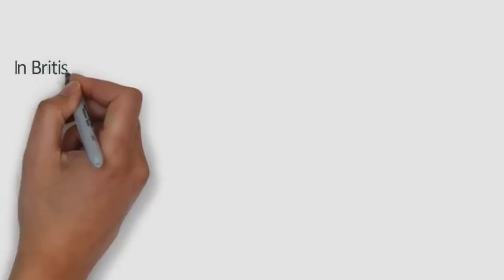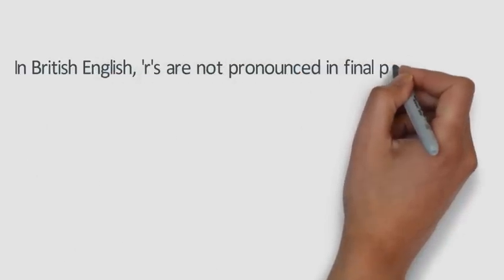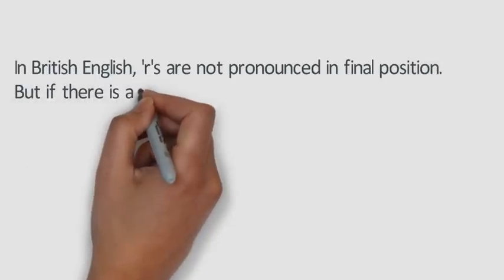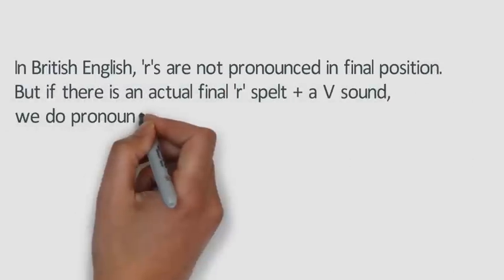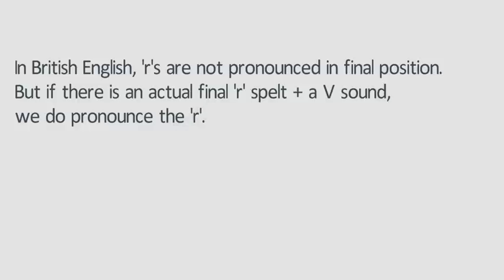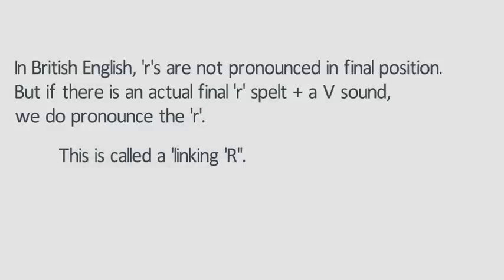In varieties like British English, R's are not pronounced in final position. However, if there is an actual R spelled at the end of a word, and then we have a vowel sound, we do pronounce the R in fluent speech. This is called linking R, as it helps link one word with the next one, and so there is no need for us to pronounce two vowel sounds in a row, which is more difficult and lengthy.